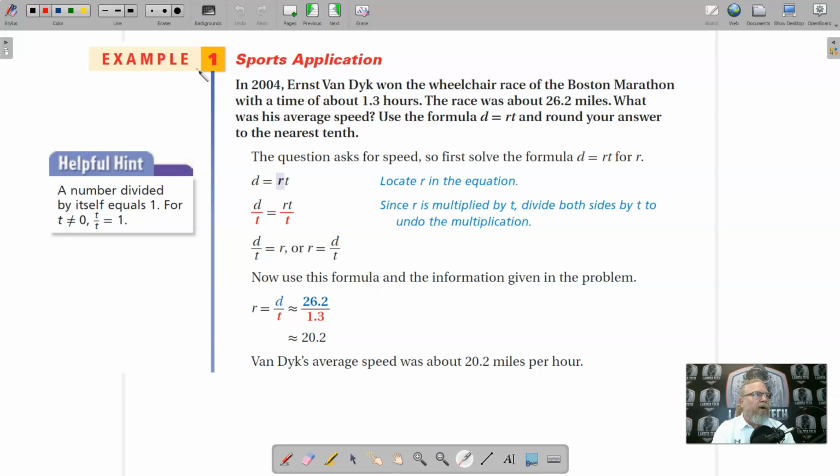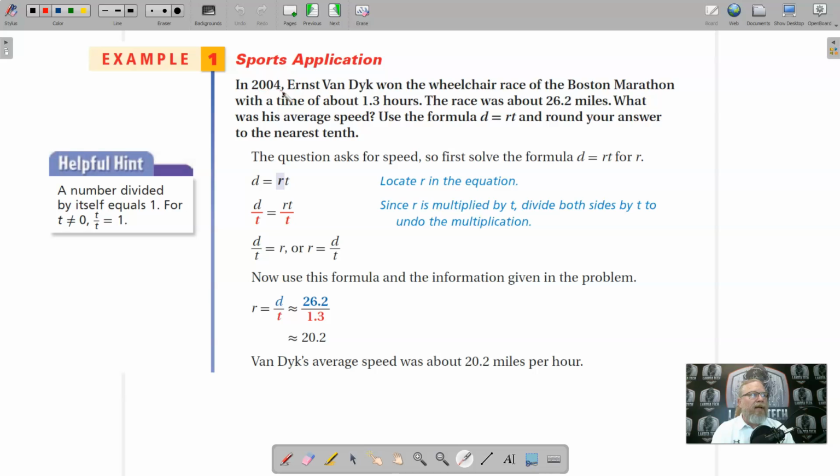Here in example 1, we have a sports application, and taking a look at our helpful hint over here, a number divided by itself equals 1, as long as that number is not equal to 0. So t over t equals 1. I've said that a lot in class. Any number over itself is equal to 1.